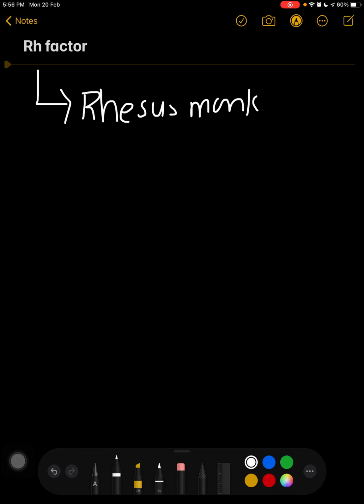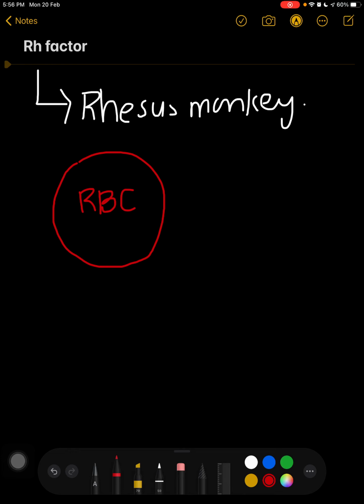So today we will talk about the Rh factor. Basically, this Rh factor is derived from the rhesus monkey, right? Because it was first found in the rhesus monkey, and it is present on the surface of RBC. This is an RBC, right? It is present on the surface of RBC.